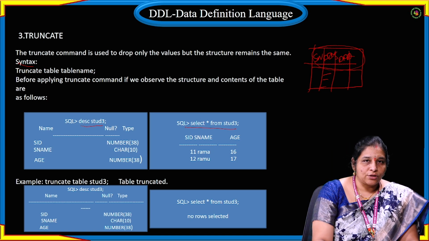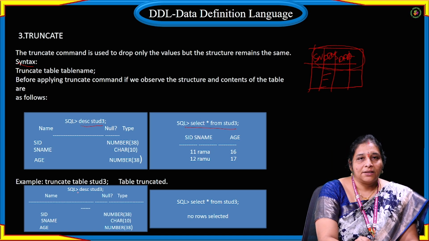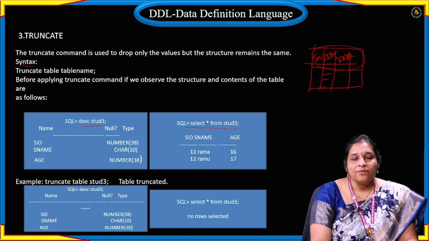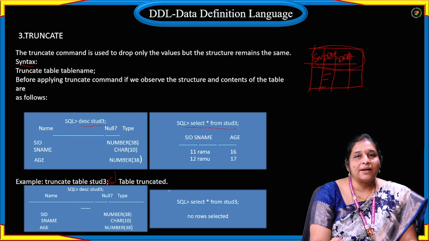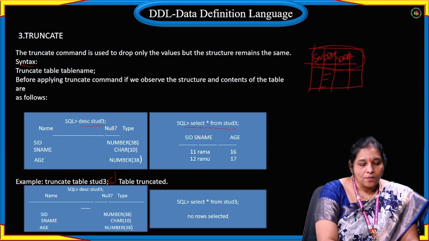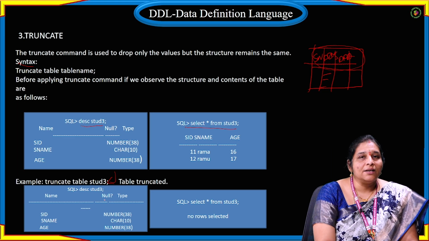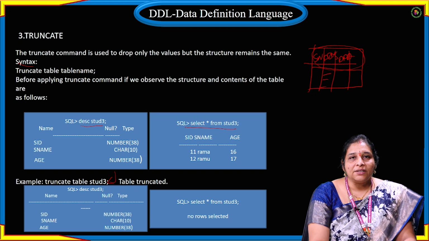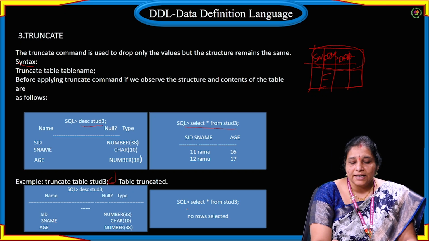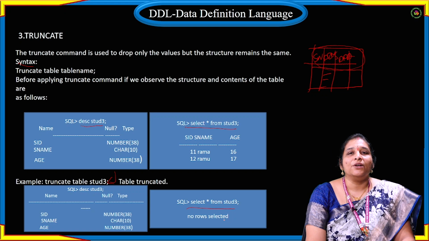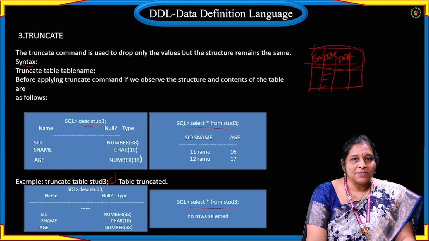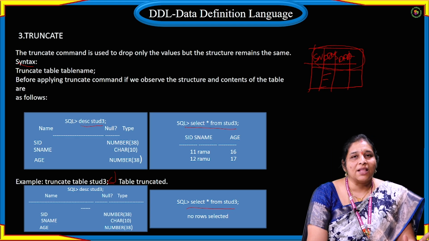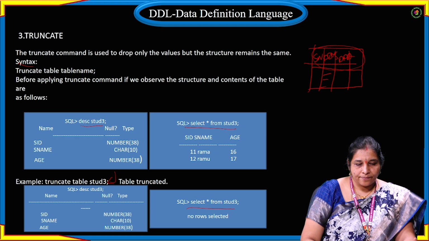Now I am going to execute the command truncate table followed by the table name. Here I am taking the table name as student3, and when I execute this command, I get table truncated. Now I check the structure once again, describe student3, and we are able to retain the structure as it is. But when we try to observe the content of the table, select star from student3, I get no rows selected. So this is the basic advantage of truncate: we retain the structure, but we don't want the values. In that case, you can use the truncate command.